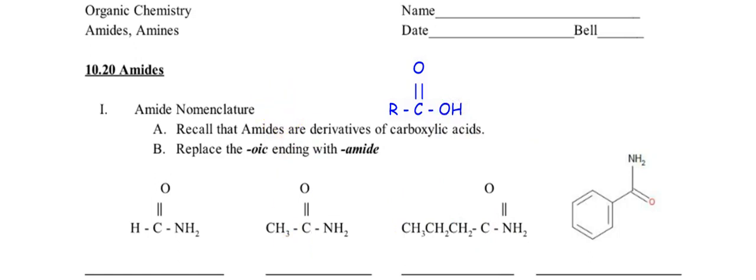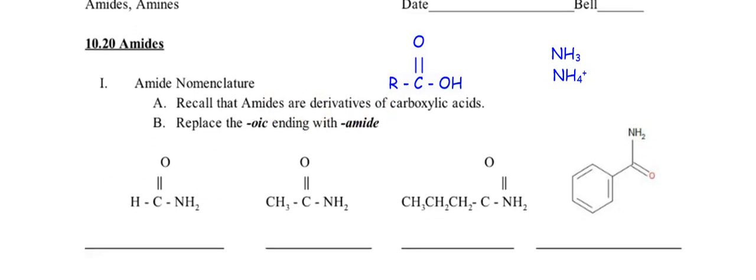nitrogen group. So do you remember what this is called? That's ammonia. Do you remember what this is called? Ammonium. So this AM, if you will, implies the nitrogen groups. So what we're going to do, we're going to take off this OH and we're going to put in a nitrogen group. So we're going to take off the oic acid ending and we're going to end with amide.